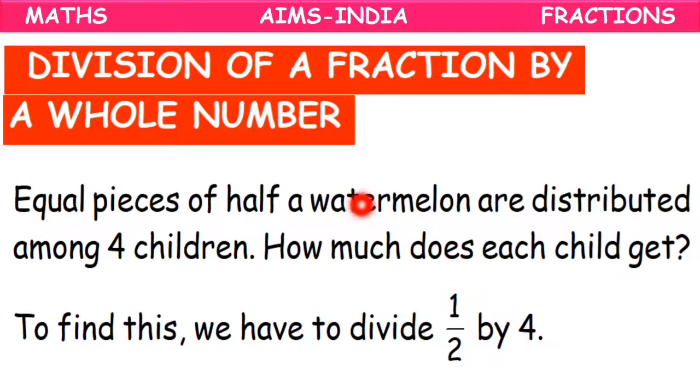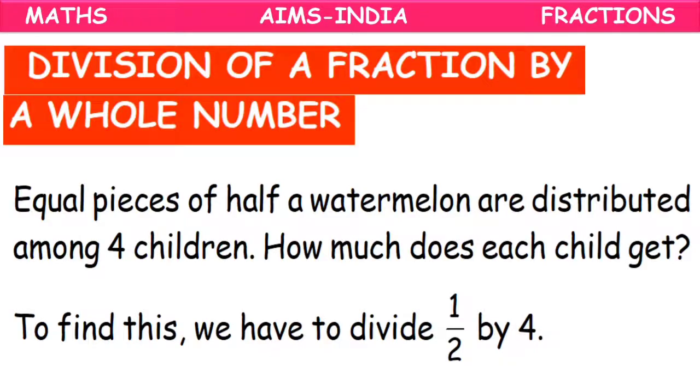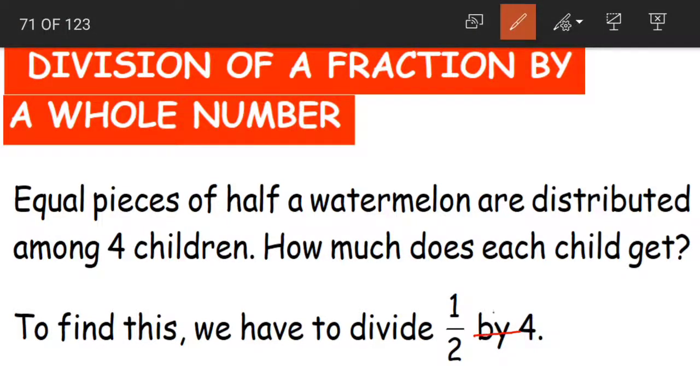Moving on, division of a fraction by a whole number. Now what did we see just now here? The whole number was the dividend and the fraction was our divisor. But in this case we have 1 by 2 divided by 4. The whole number has become our divisor and the fraction is divided.